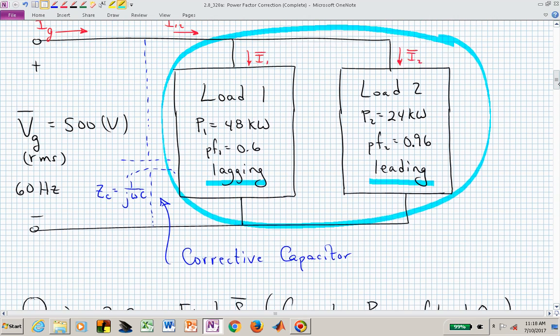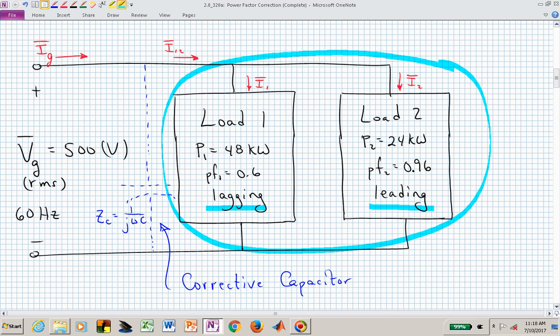Let's get ready to talk about how we actually find this capacitor value when we know omega. Omega is 2 pi times 60, and there's a couple of unknowns. One is, what do we want our ultimate power factor value to be? In this case, we'll let it equal 1. But once we've selected that, how do we back out or find the capacitor value C?